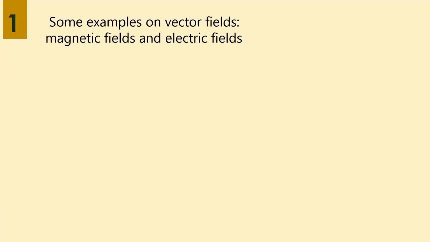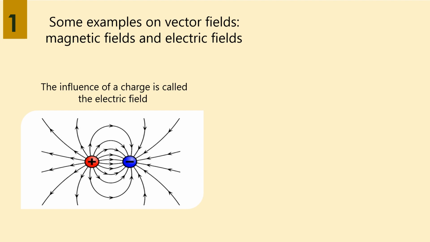On the other hand, vector fields require two things, values and directions. Some examples on vector fields are the magnetic fields and the electric fields. If you look at the figure to the left, it shows the influence of a charge, which is known as electric field, and this is the subject of our chapter.